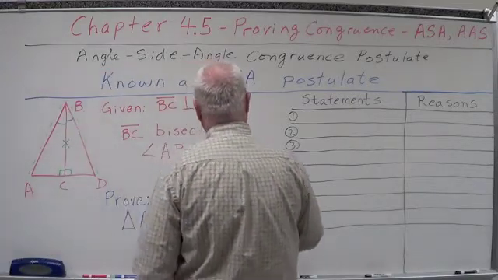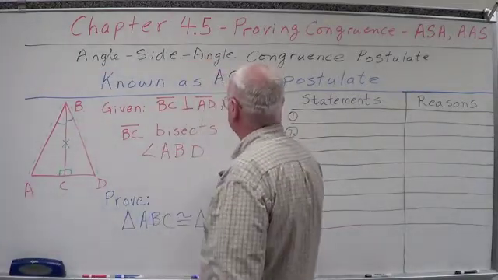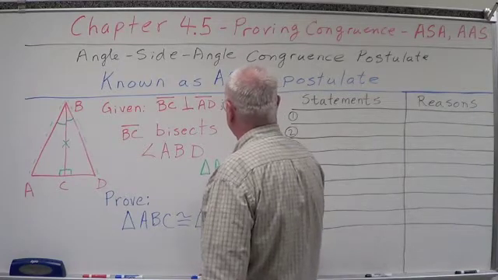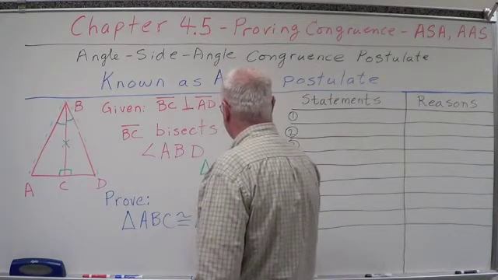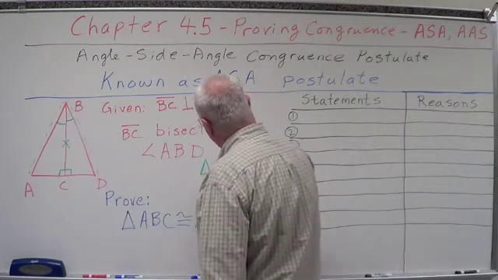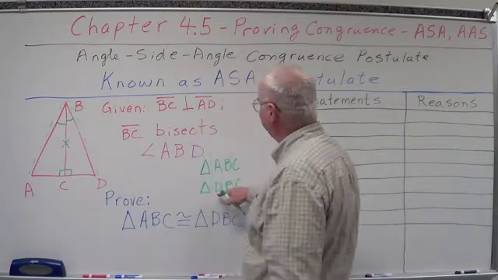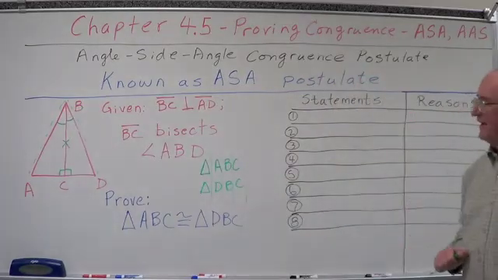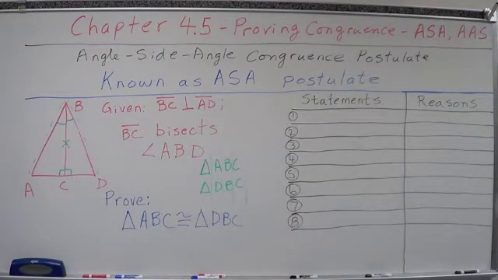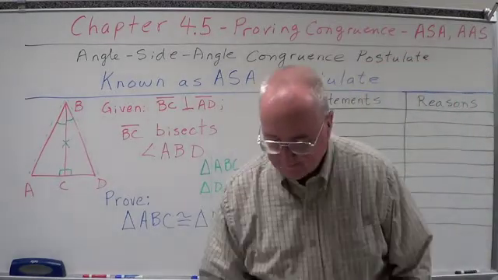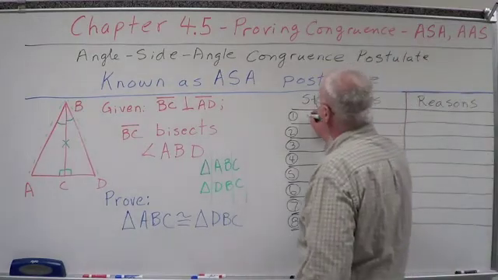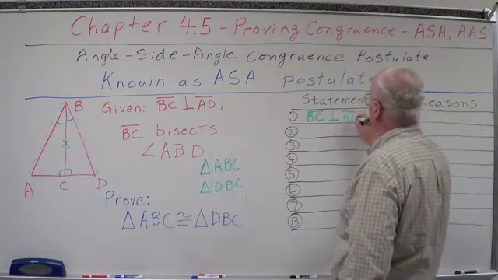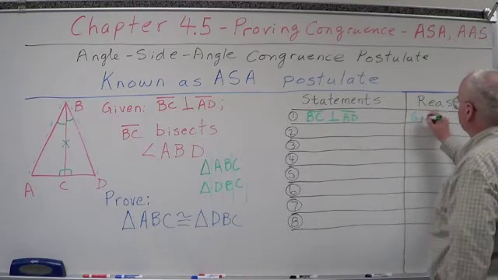Now, let's put this up here so we can see it. Triangle ABC and triangle DBC. And when we line them up, A goes to D, B goes to B, and C goes to C. Those are our corresponding vertices and points. So what's our first statement? The given that segment BC is perpendicular to segment AD. That's just given to us.